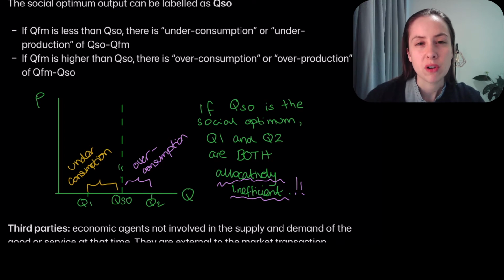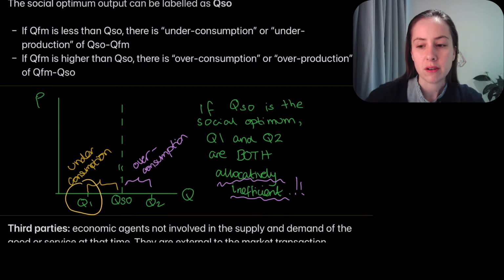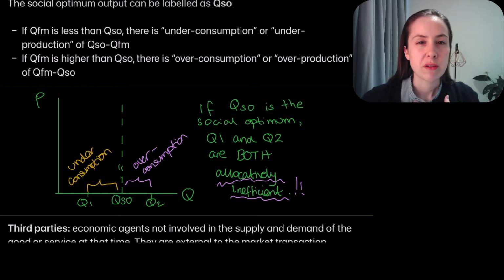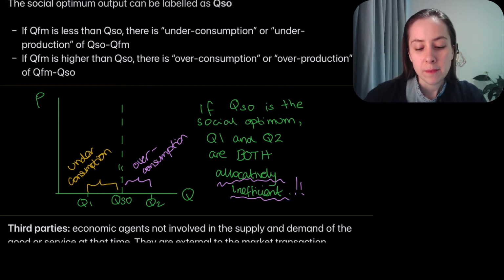Really important words to remember are underconsumption or underproduction. That just happens when your free market quantity is below your social optimum. For example, Q1 here in this graph. So Q1 is below the social optimum. I don't know whether it's due to demand or supply reasons, so I don't know if this is to do with consumption or production. But assuming you had the graphs drawn out, you'll know which one that is.